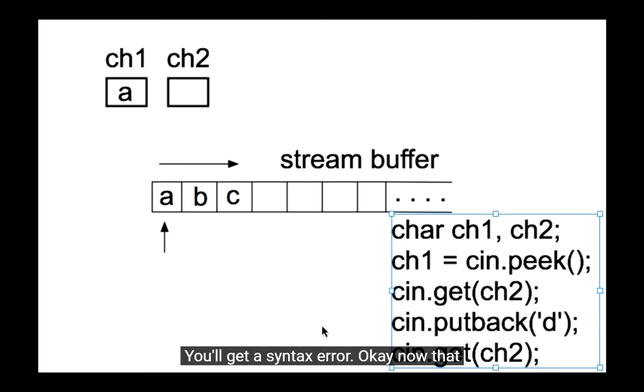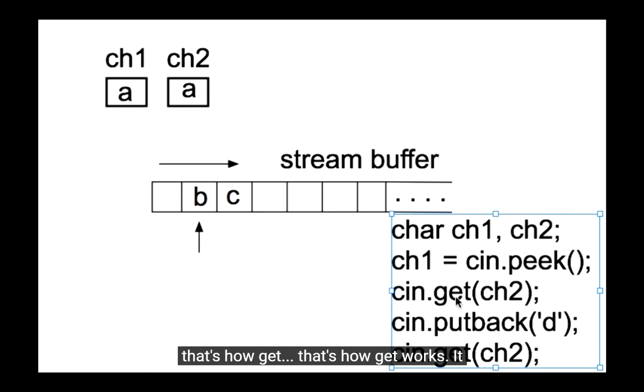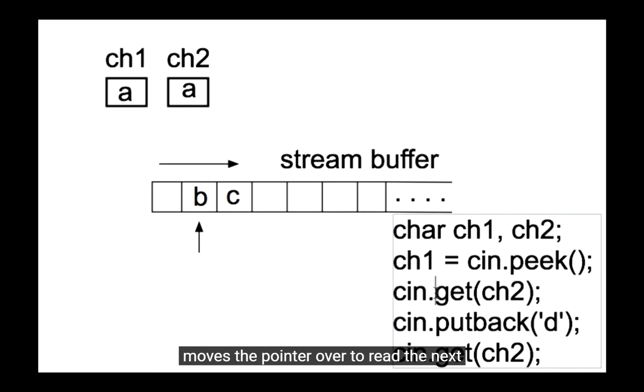Okay, now that we have peeked and we've loaded the first character into ch1, now we will move on to the next statement right here. And so cin.get ch2. Well, the pointer is pointing at A right there, so the A will move into ch2. And then the pointer will move over to read B, right? Because that's how get works. It moves the pointer over to read the next thing.